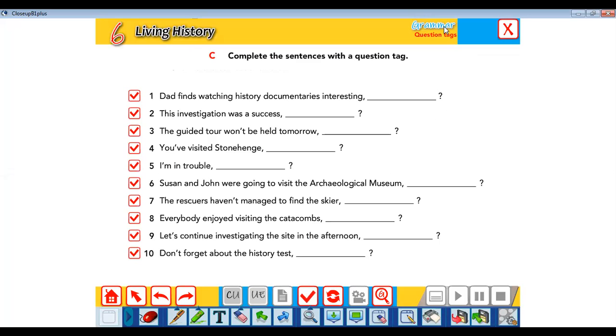Exercise C. Now we can answer these questions together. So who can answer question number 1? If you know the answer, you can raise your hand. Yes, Raqya, Tamer, number 1.